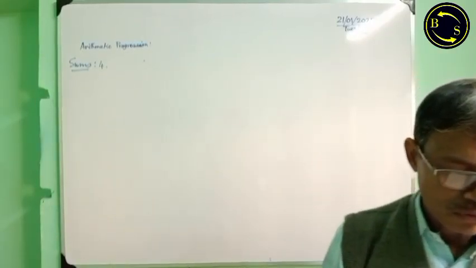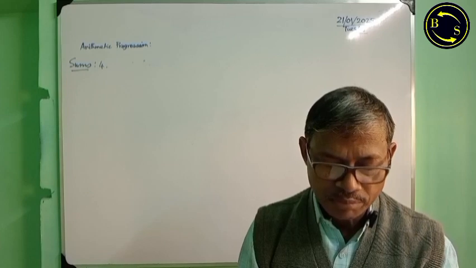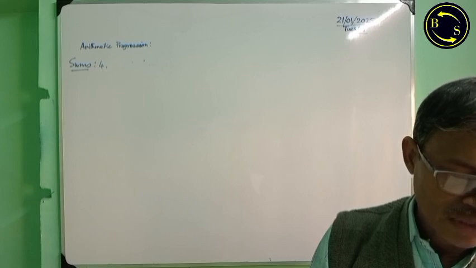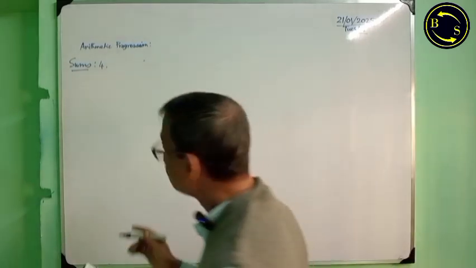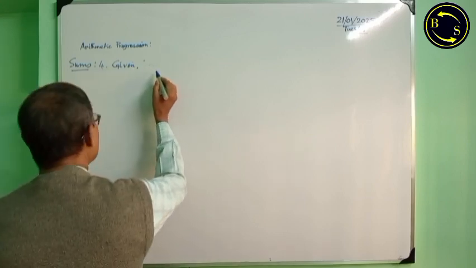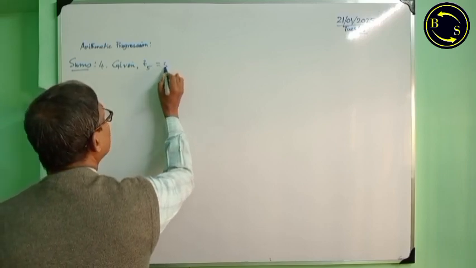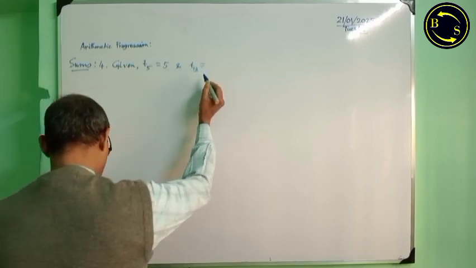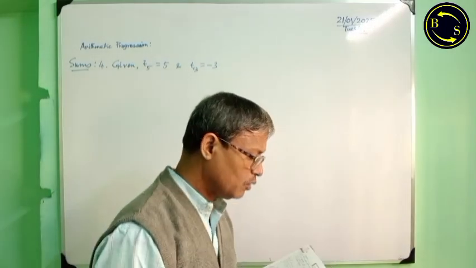For the next sum, I read out and write down the information. The 5th and 13th terms of an AP are 5 and minus 3 respectively. Find the AP and obtain its 16th term. First, I write down the information in short form. Given T5 is equal to 5 and T13 is equal to minus 3. We have to find the AP.